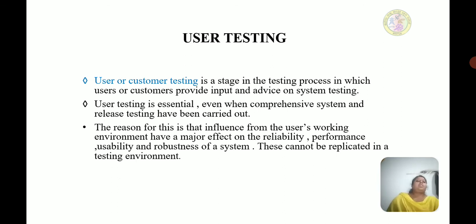User testing is essential. It's a very essential process in comprehensive system and release testing. The reason for this is that the influence from the user's working environment has a major effect on the reliability, performance, usability and robustness of a system. Reliable, so that even if it fails, it can recover. The performance has to be good and usable for the customers, and the system has to be robust. These cannot be replicated in the testing environment.